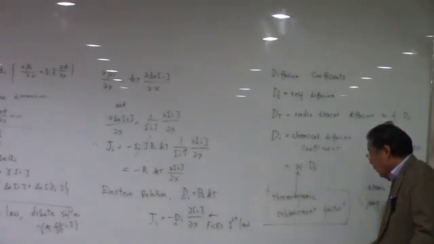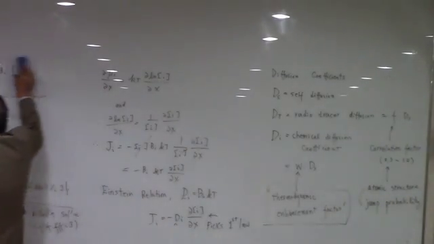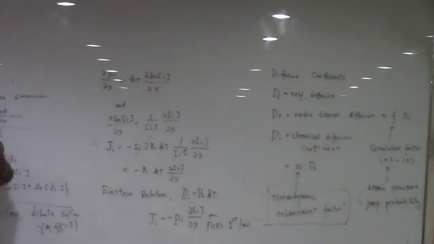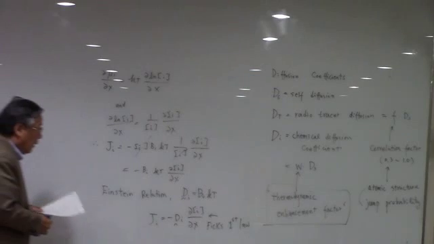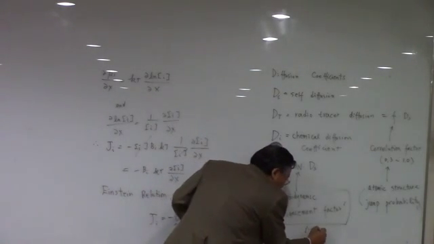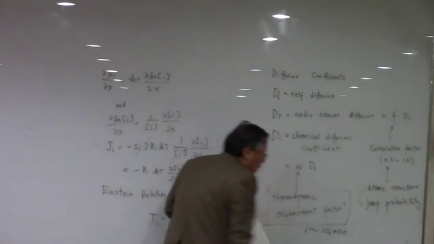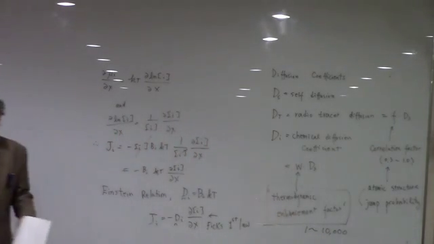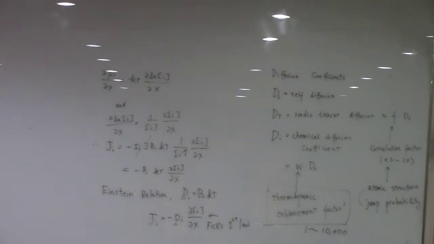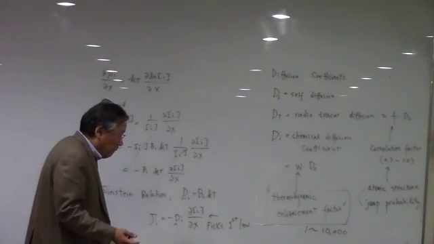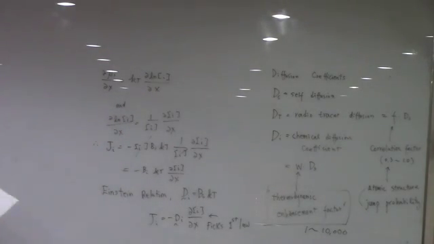This is what we are going to discuss now. The thermodynamic enhancement factor can range from 1 to 10,000. So in superionic conductors, for example, the thermodynamic factor can reach the value 10,000, which is really different from the normal self-diffusion coefficient.